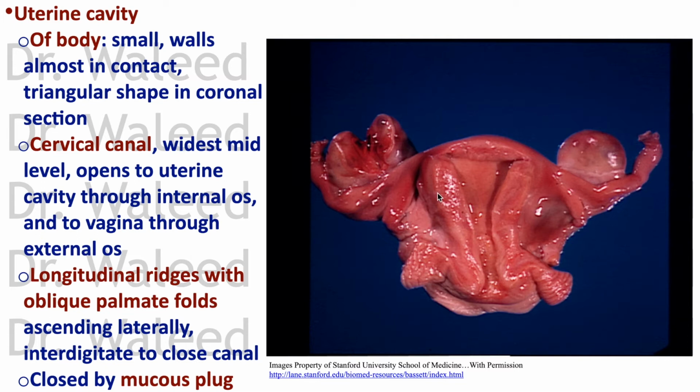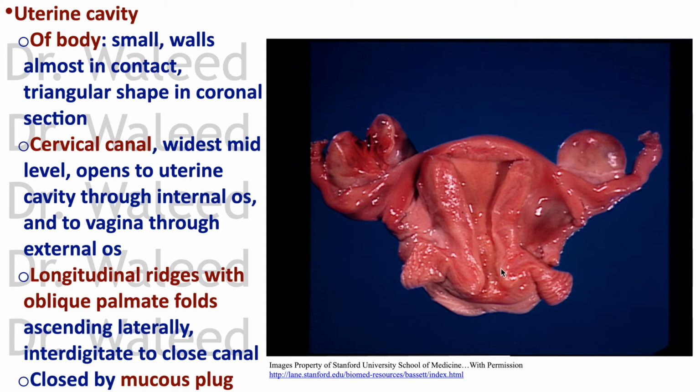The uterine cavity. This is the uterus specimen, cut in coronal section to show you the uterine cavity. See, the uterine cavity is triangular in shape, opens superiorly into the uterine tubes, and inferiorly it opens into the cervical canal by the internal os, and the cervical canal opens into the vagina by the external os.